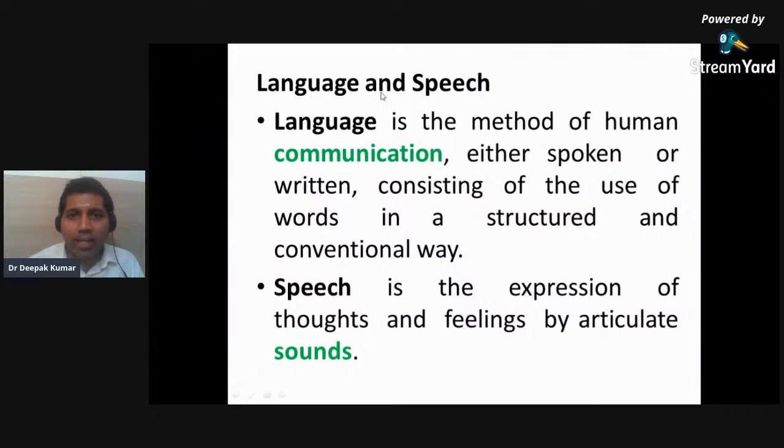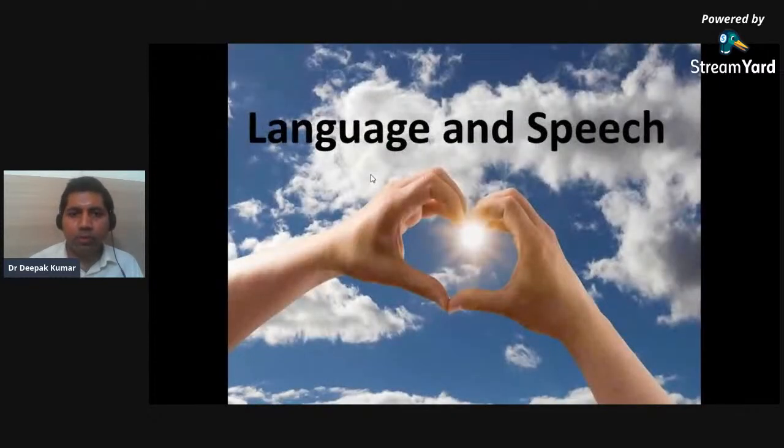Okay. So language and speech. Language is the method of human communication, either spoken or written, consisting of the use of words in a structured and conventional way. In the previous slide, when you saw the picture, this communicates to you in a structured form.